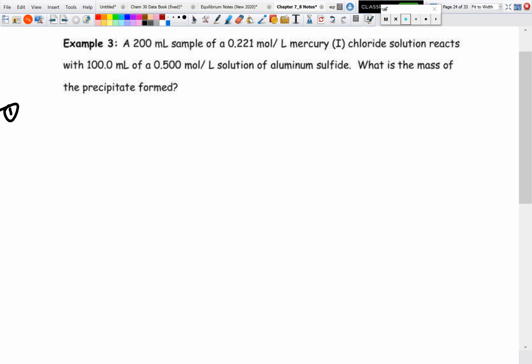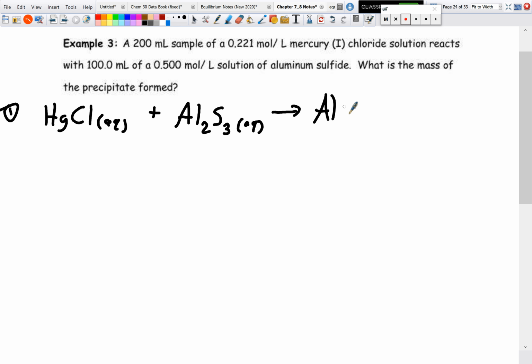Because we have mercury 1 chloride, which is just HgCl, and it says that it is a solution, so that means it's aq, and it's reacting with a solution of aluminum sulfide. So aluminum is Al3+, sulfide is S2-. When we do the drop-and-swap, it's Al2S3. Now it also says this is a solution, so it is aq. So this is a double replacement reaction where we're going to get aluminum chloride and then mercury 1 sulfide. So aluminum chloride, aluminum has a 3+ charge, chlorine has a 1- charge, so we get AlCl3.